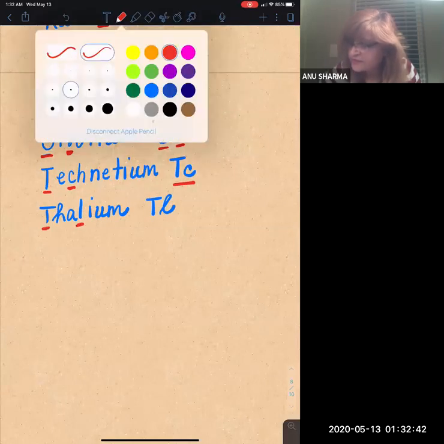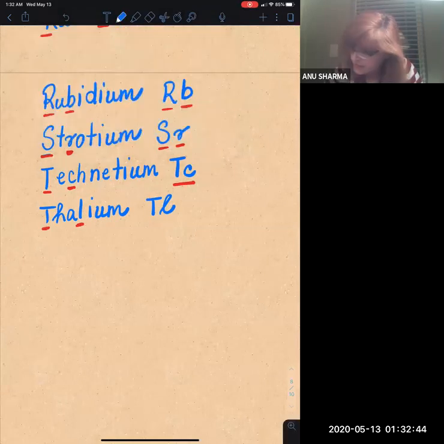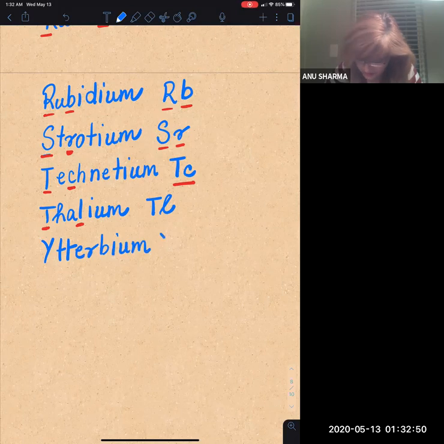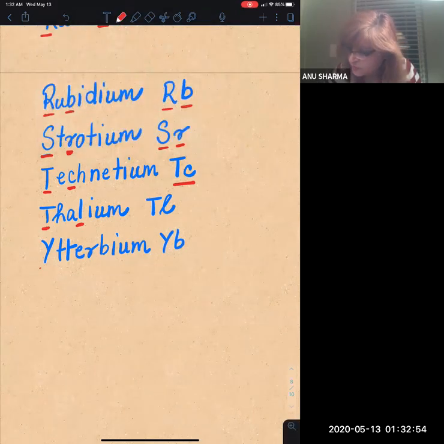Then comes ytterbium, Y-T-T-E-R-B-I-U-M. Ytterbium is Yb, okay? And then this is Y and B. So 1, 2, 3, 4, 5. The fifth letter, ytterbium, okay?